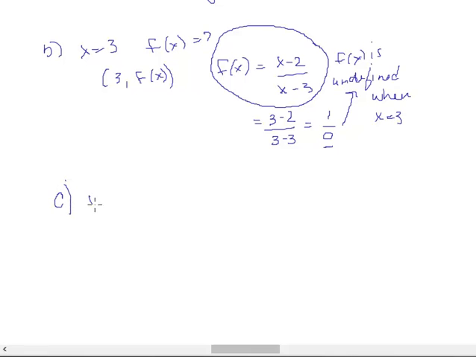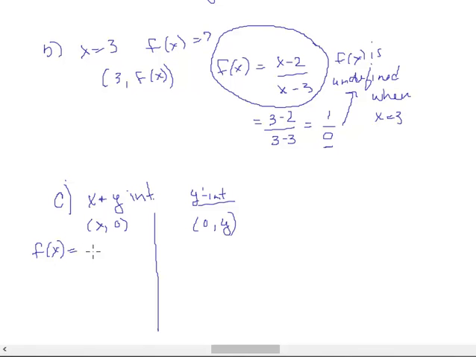Okay, so now x and y intercepts. We've already talked about this, so this should be review. Remember, any x-intercept is (x, 0). So we're looking for that x value. X-intercepts always have a y value of 0. And likewise, when I'm looking for a y-intercept, I have a 0 for x. So that's exactly how I find them. I plug 0 in for y to find the x-intercept, and I plug 0 in for x to find the y-intercept. So again, going back to that definition, x minus 2 over x minus 3.